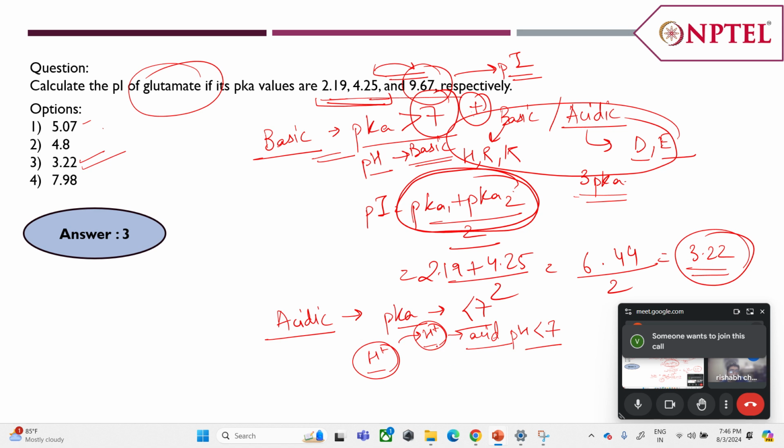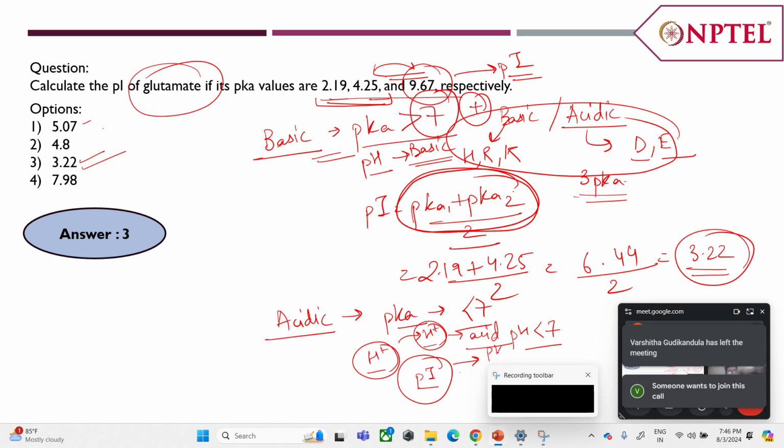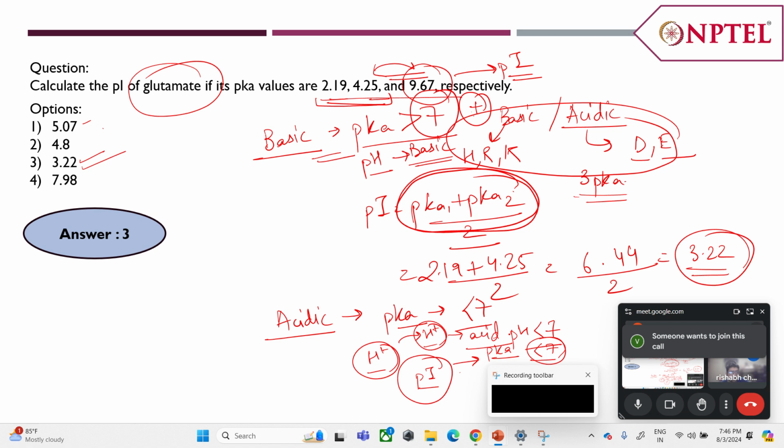Now, if we have to calculate the pI of an acidic amino acid like glutamate or aspartate, we'll consider only the pK values that are less than 7. If we considered the basic pK for the amino group as well, the pI would shift around 7, and that would not be the actual representation of the amino acid. So am I clear?